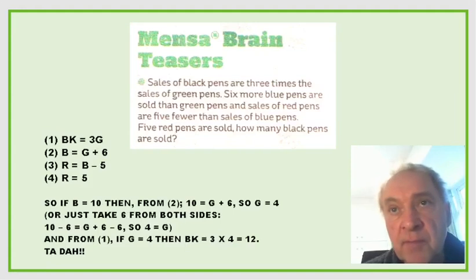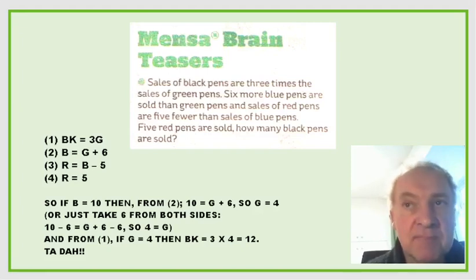So if blue equals 10, then going back up, we're working backwards. From 2, we got 10 equals green plus 6. So green equals 4. Now, if G equals 4, then from 1, black equals 3 times G. So black equals 3 times 4, which is 12. Ta-da! All right. So fairly straightforward.